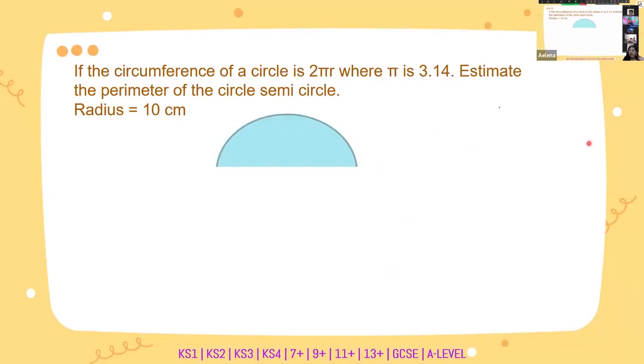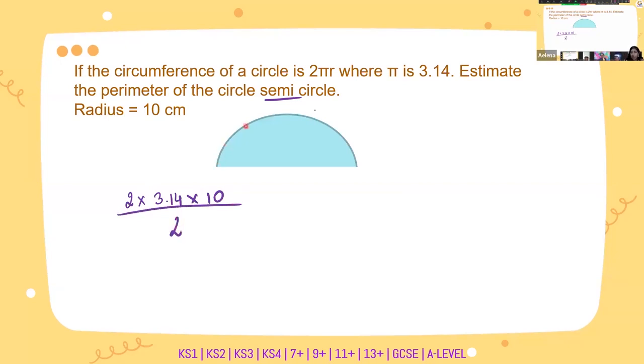Now, moving on to the next one. A question over here from circumference of circles. The circumference of the circle is 2 pi r, this is the formula that you'll be having for the circumference of a circle. So 2 times 3.14 times the radius, which is 10 centimeters. This gives you the perimeter of the entire circle. But over here, we have a semicircle. A semicircle is half of the circle. So you will divide it by 2.